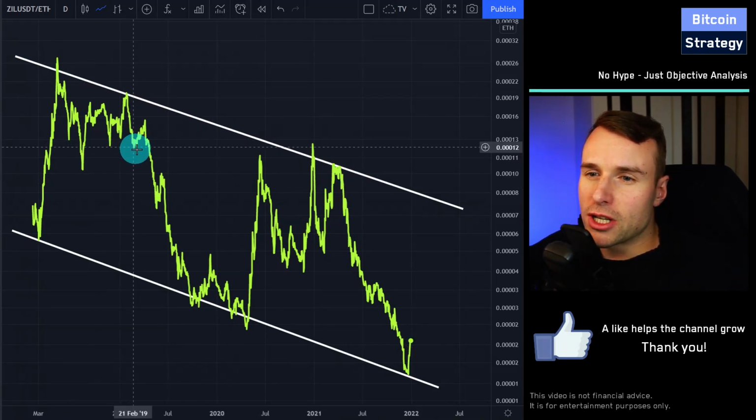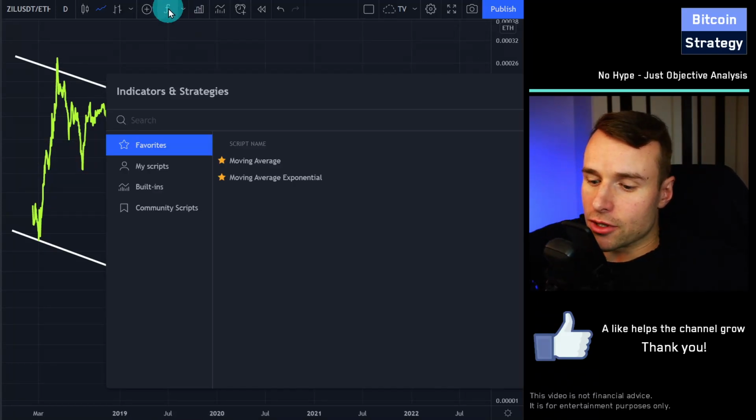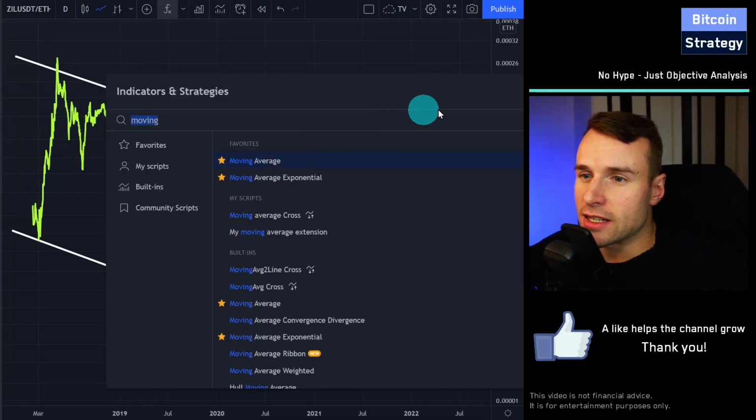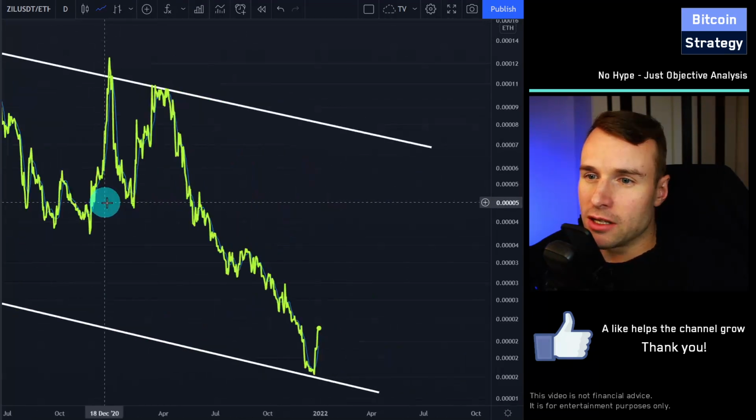Now, how could we potentially time this? One way to look at this is we can use moving averages. So let's do exactly that. Let's add a moving average, which we can here barely see.